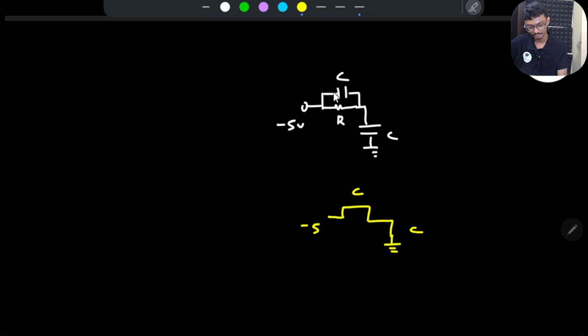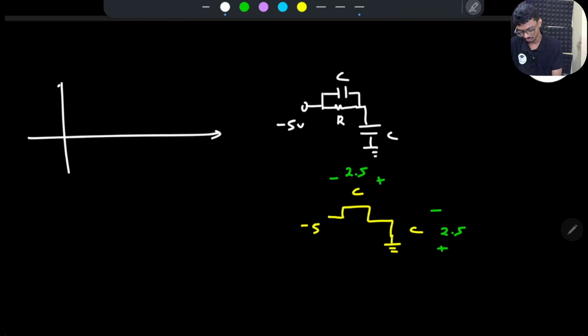No current will flow through here because the other two are behaving as short circuit. No current will flow through here. So the voltages developed across them will change instantly to minus 2.5, minus 2.5, and an impulse current would flow. So that is what will happen at t equals to 0 plus. Due to the minus 5 volt, this capacitor will be charged to minus 2.5 instantly, right? Sudden change will be there. Capacitor voltage will certainly change.